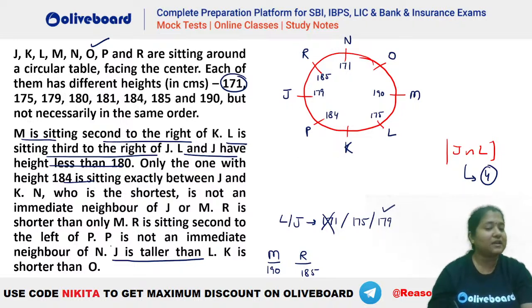Now what is remaining? Then we have K is shorter than O. So now we are left with only two things here, that is the K and O. What should be the height of K and O here? K has to be shorter than O. Now, which are the two heights remaining? You can see 171 is done, 175 is done, 179 is done, 180 is remaining, and 181 is also remaining. So, 180 and 181 are remaining. Here, K has to be shorter. That means K has to be 180 and O has to be 181.